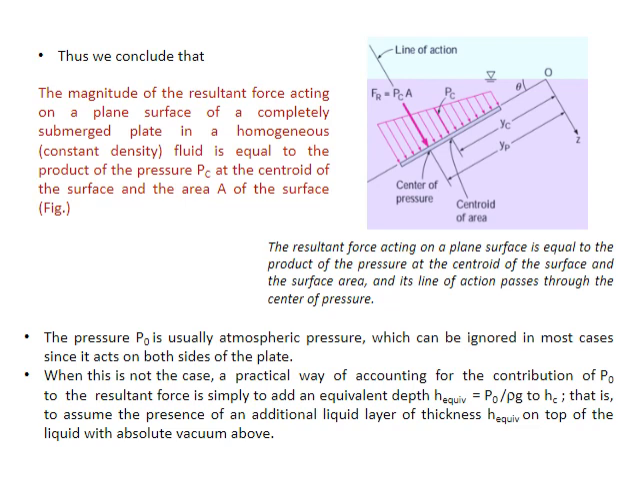When this is not the case, a practical way of accounting for the contribution of P0 to the resultant force is simply to add an equivalent depth H equivalent. You know that P0 is equal to H equivalent into rho into g. So from that we find H equivalent equal to P0 upon rho g, that is, to assume the presence of an additional liquid layer of thickness H equivalent on top of the liquid surface with absolute vacuum above.